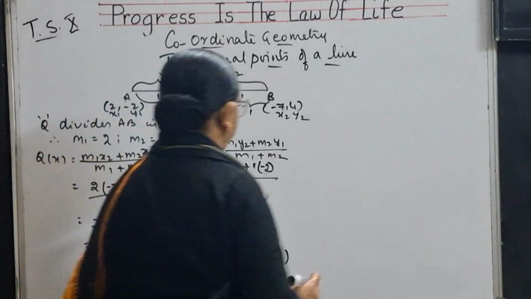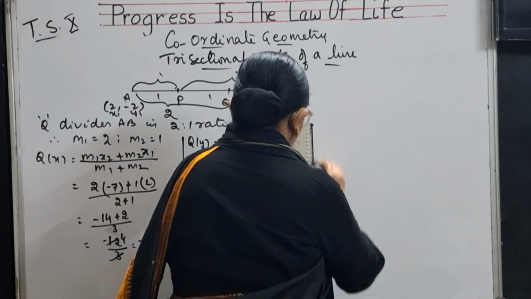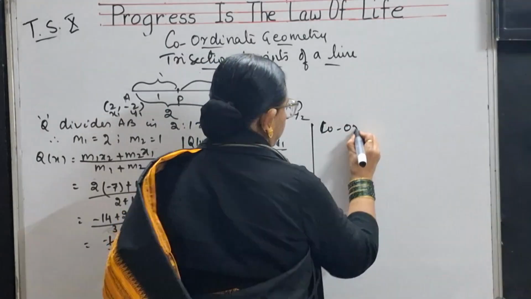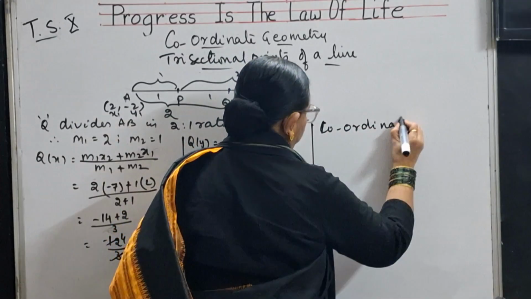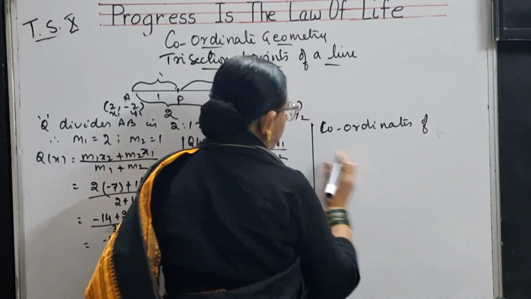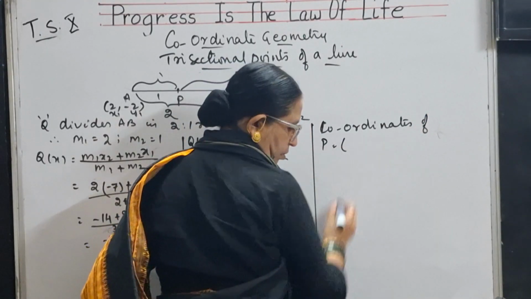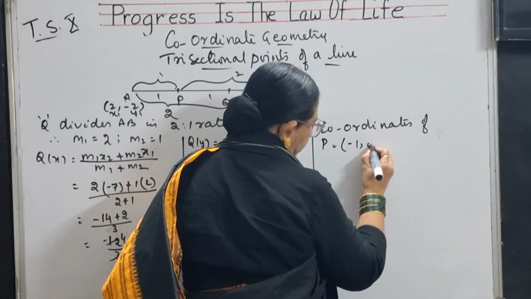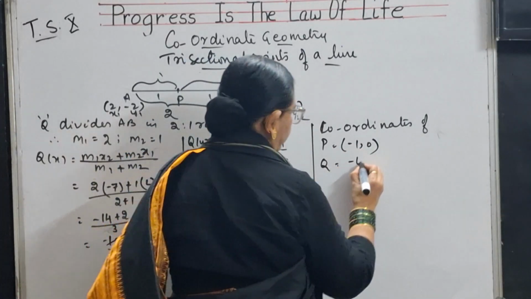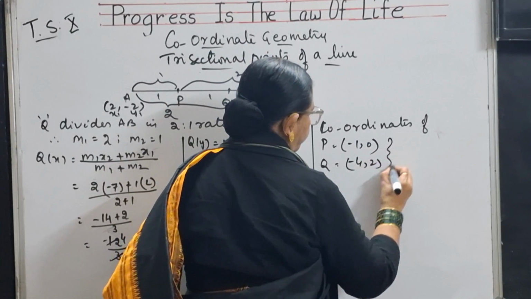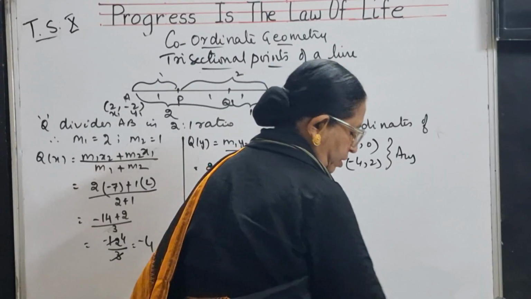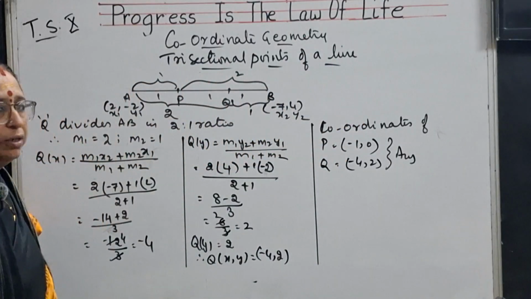So the problem is about finding out the coordinates. Coordinates of, let us take each one here. P is equal to, how much we have got? Minus 1 comma 0 and Q is equal to minus 4 comma 2. This is the answer, children. Please note it down.